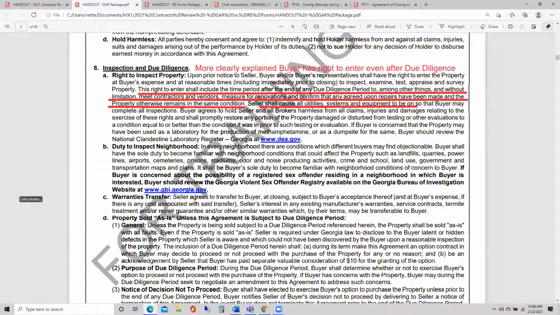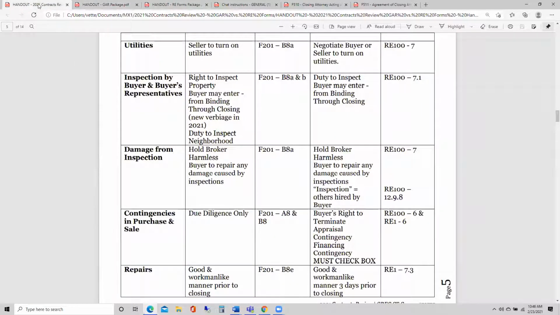And the intent is, again, to be able to check it out after due diligence period. I think what some sellers are taking a look at is to meet vendors there to measure for renovations. Come on, there's still somebody potentially living there. So just want to bring to your attention that new verbiage for 2021.